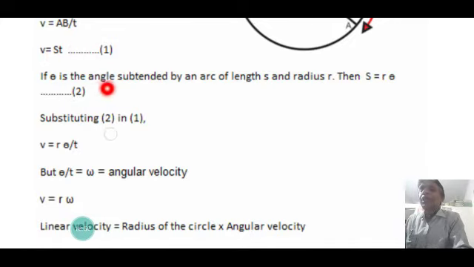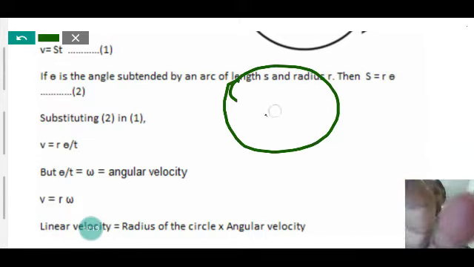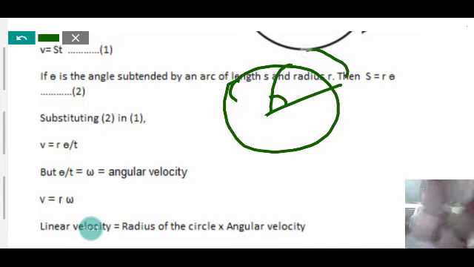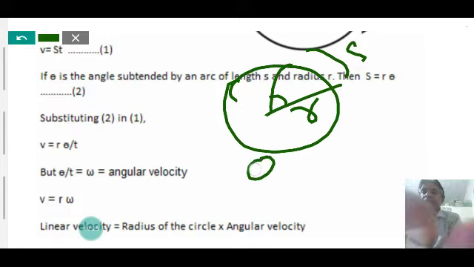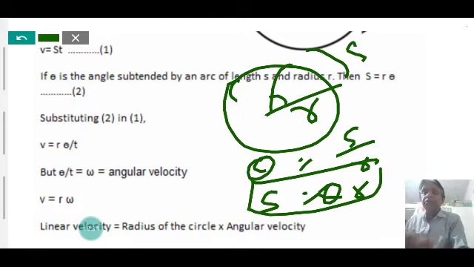Now if theta be the angle subtended by an arc of length S, with radius R, then S is equal to R theta. That we have discussed in the previous slide: when theta is the degree measure, S is the length of arc and R is the radius, then theta may be expressed as theta is equal to S by R. So S is equal to theta into R. It is a very important expression that will be described.